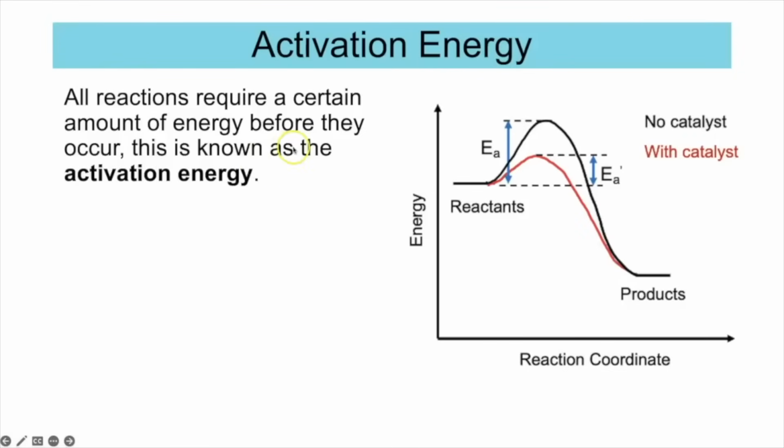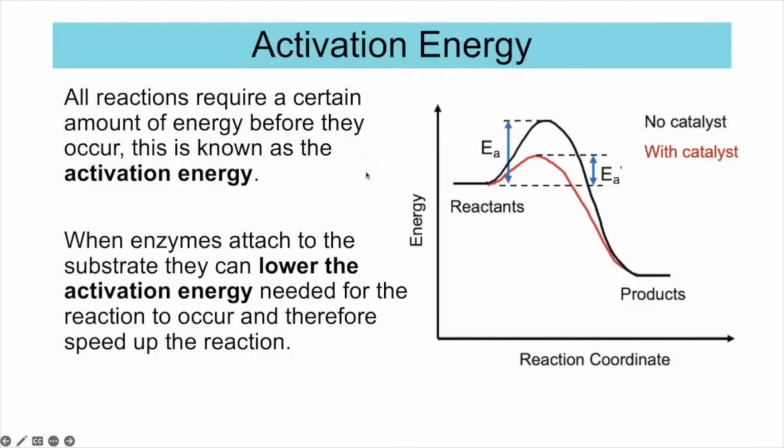So all reactions require a certain amount of energy before they occur, and that's what the activation energy is. Taking us into chemistry now. When the enzymes attach to the substrate, they lower that activation energy that is needed, and that is why the reaction speeds up. So what you need to be able to do is explain how enzymes lower the activation energy.